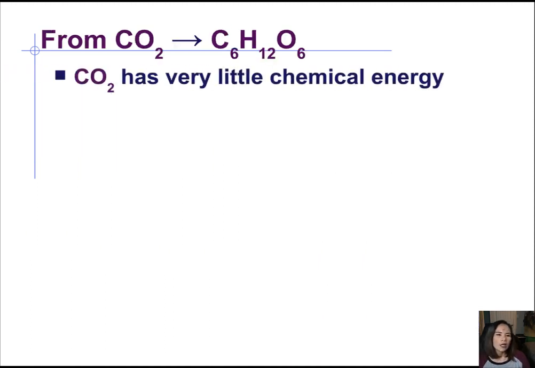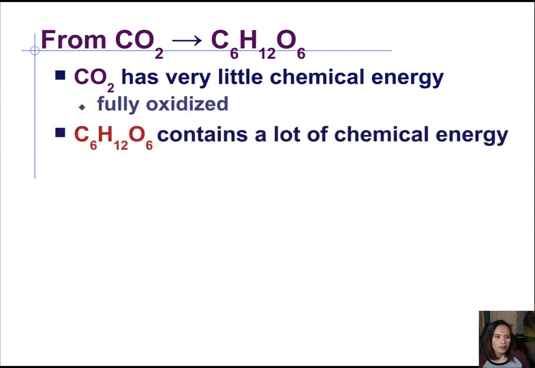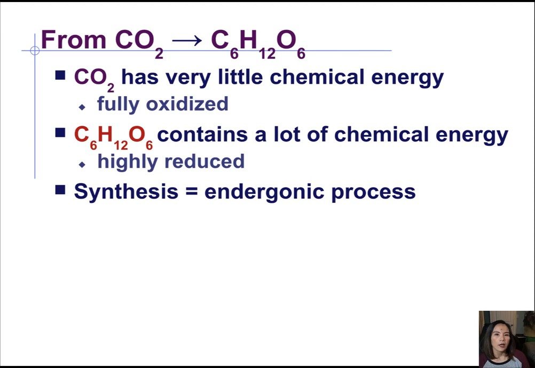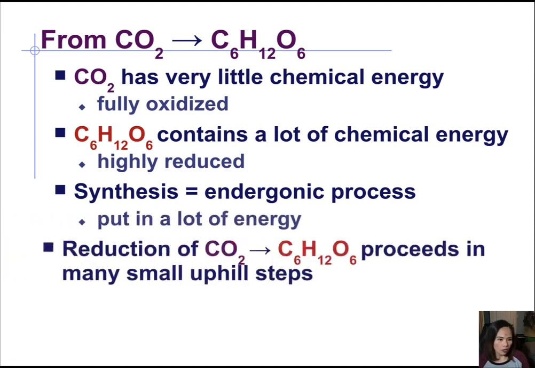And from carbon dioxide, to be able to produce sugar, it needs to be fully oxidized. And that's when the oxidation happens, so that your carbon dioxide is able to be synthesized to produce C6H12O6, which has a lot of chemical energy in it. It's highly reduced. And by the way, this process is an endergonic process. So it's like synthesizing the carbon dioxide. It puts in a lot of energy.